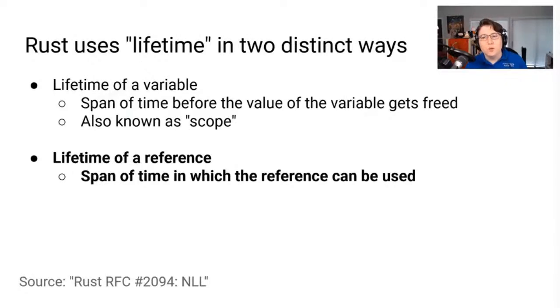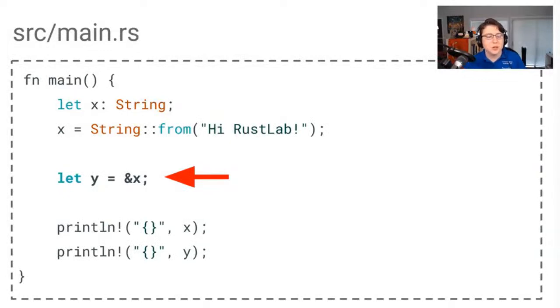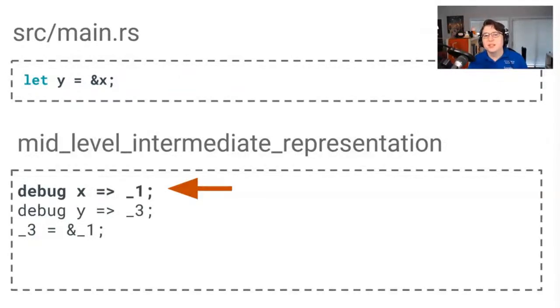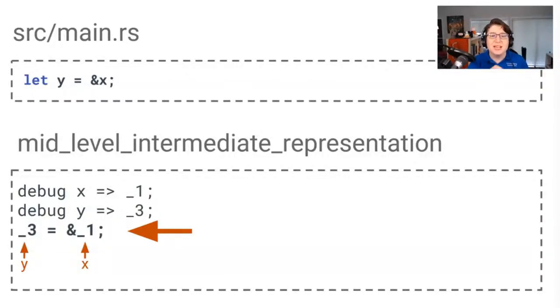The other way Rust uses the term lifetime is to refer to the lifetime of a reference to a value. This is the span of code in which the reference can be used. Let's look at our corrected code, where we assigned the value of y to be a reference to the value of x. If we look at the MIR for this line of code, we remember that the local underscore 1 refers to x, and the local underscore 3 refers to y. And we see that the underscore 3 local is assigned a reference to the value of underscore 1, rather than moving the value into underscore 3.